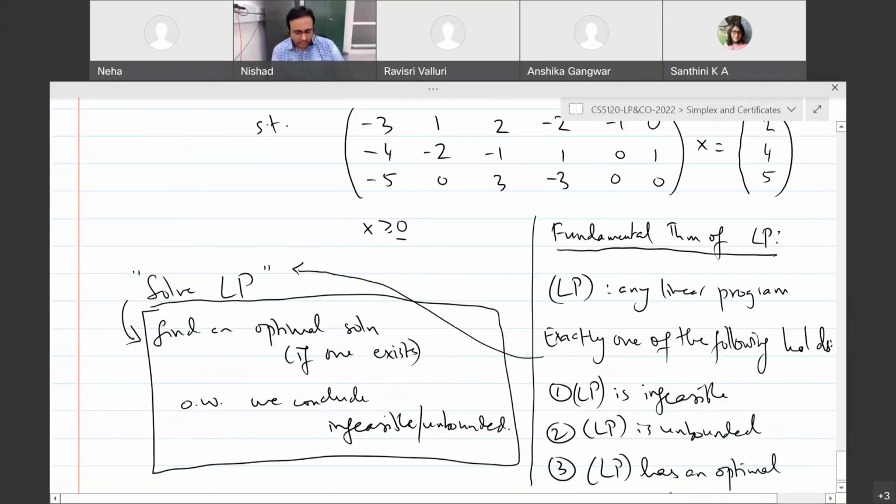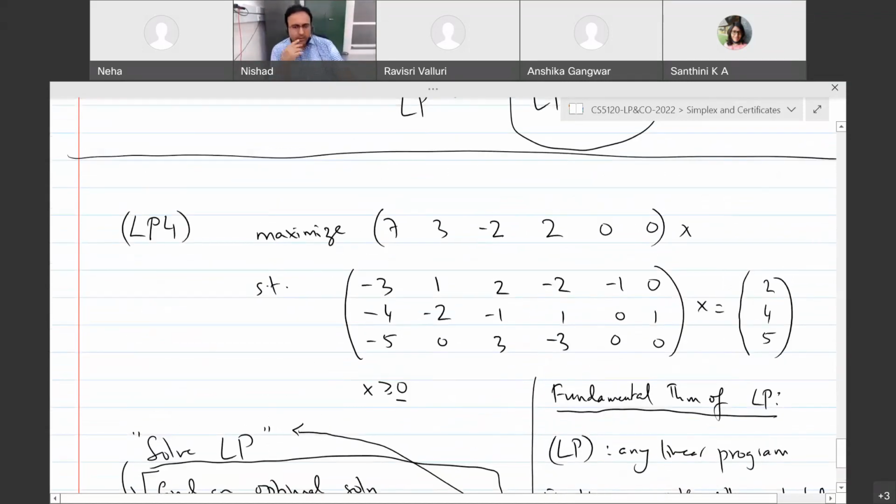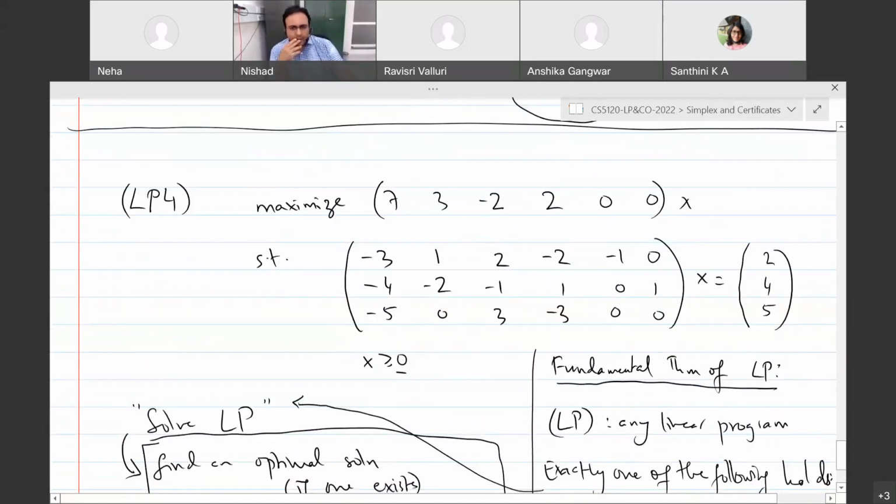So let's look at this one here. If you look at this linear program, supposing I ask you, can you find a feasible solution? It's not even clear how you would find one. Optimal is an even more difficult question, but even finding a feasible solution is not clear by just looking at this linear program.